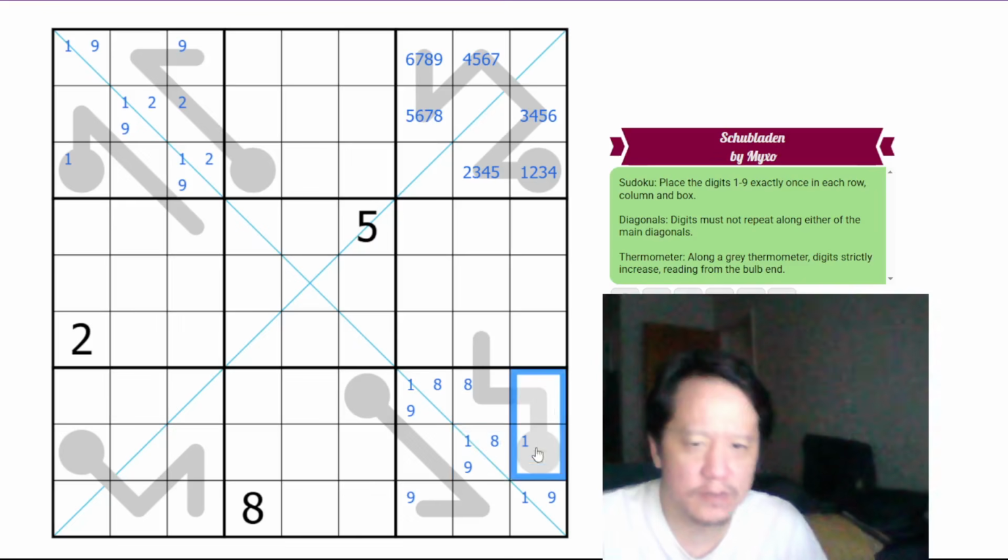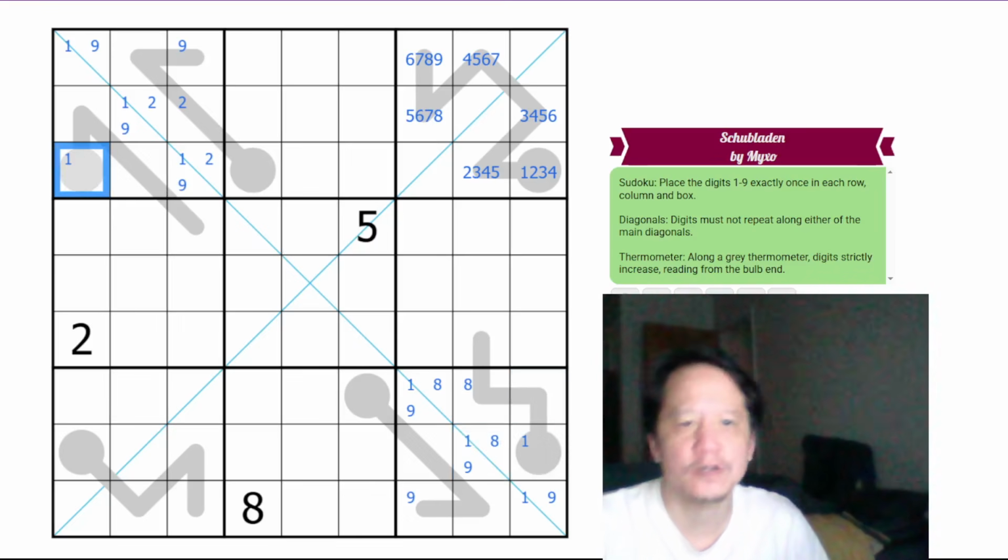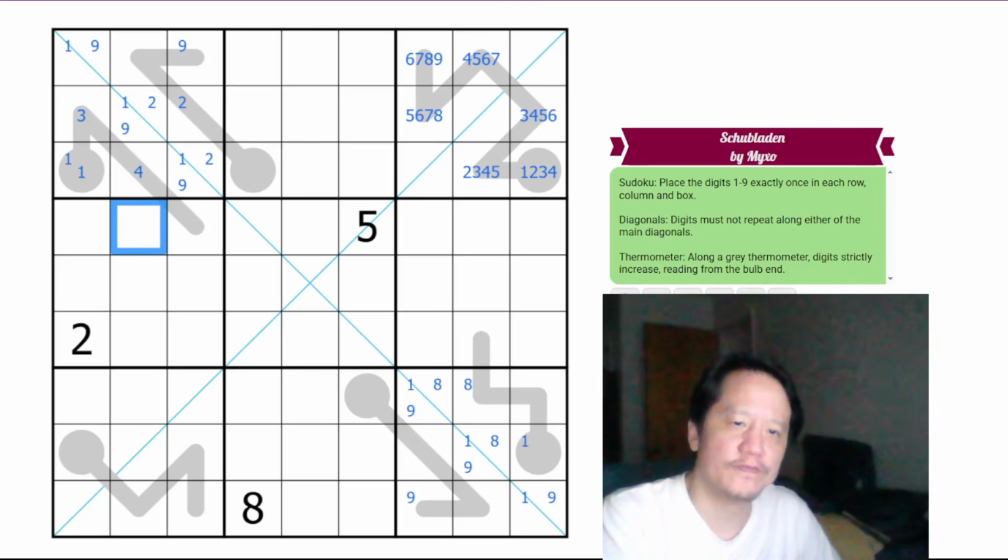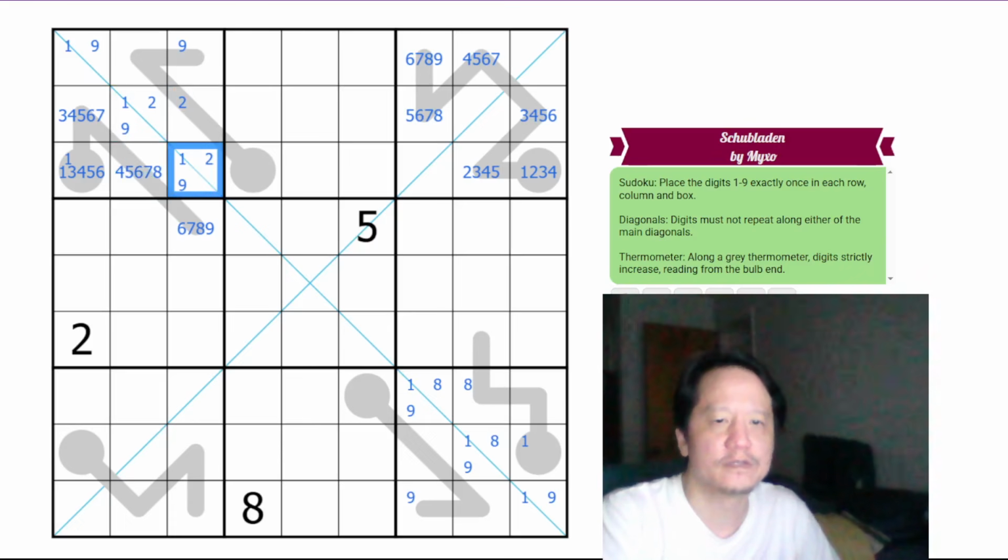Okay, let's continue with these digits. So 1, 3, 4. This can't be 5 because of 5 in the row, so 6. Up to 9, 8, 7, and 6. So 1, 3, 4, 5, 6. 3 through 7, 4 through 8. 1, 2, 3, 4 through 9. 3 through 8. 2 through 7. 1 through 6.